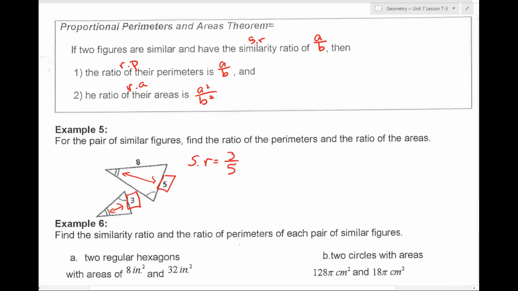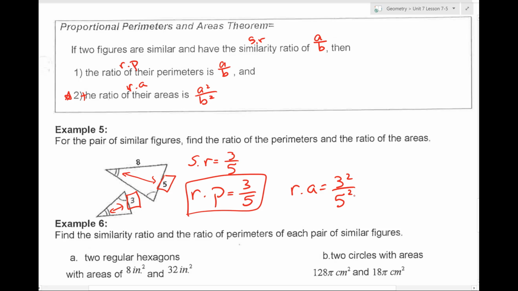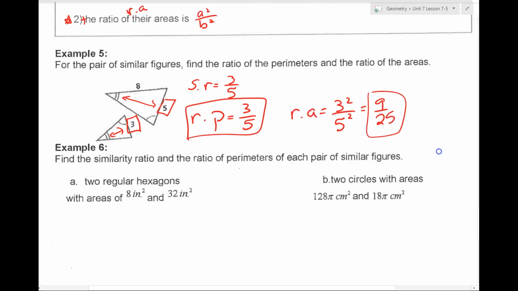But using the theorem up above, what do we know? If we know the similarity ratio, the similarity ratio and the ratio of perimeters are equal, right? Then we automatically know the ratio of perimeter. The ratio of perimeter is just going to be 3 to 5. Now, how do I solve for the ratio of areas? Well, what does the theorem say? Oh, there's a typo there. It says that you take your similarity ratio and you square it. So for ratio of area, I just have to square my similarity ratio. So I square the 3 and I square the 5 and I get 9 to 25. So that's your ratio of areas.